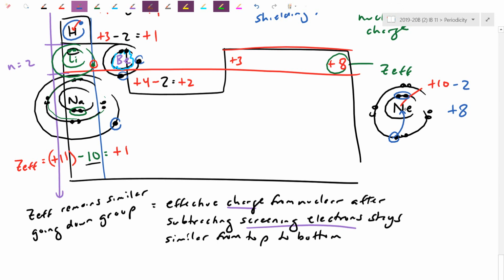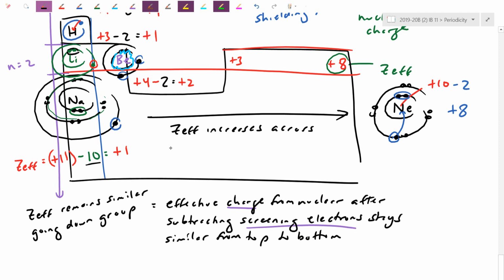So again, it's important for you to realize this is not the charge that the element gets when it bonds. This is just the leftover charge that we get as we go across. So let me just summarize that there. Going across here, left to right, the Z effective actually does increase. It doesn't stay the same anymore. Z effective increases across a period, which we know is synonymous with a row that's going left to right.